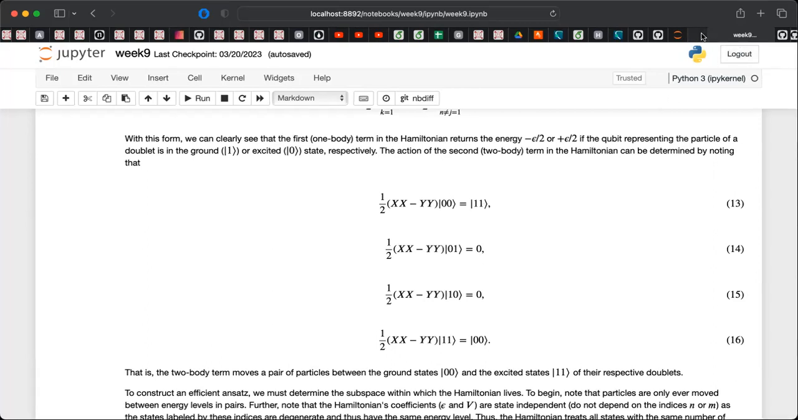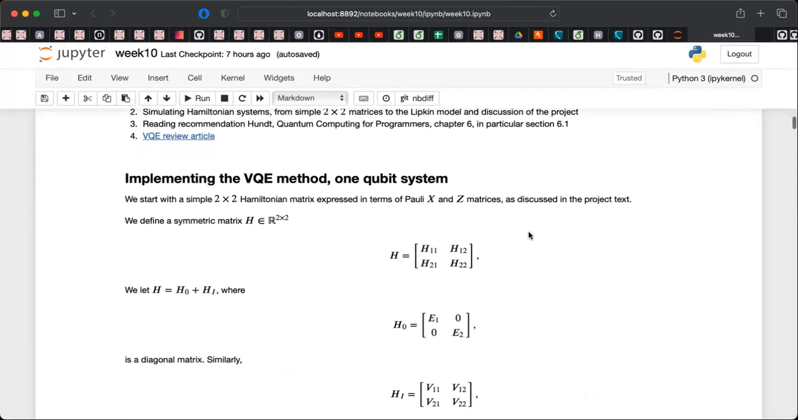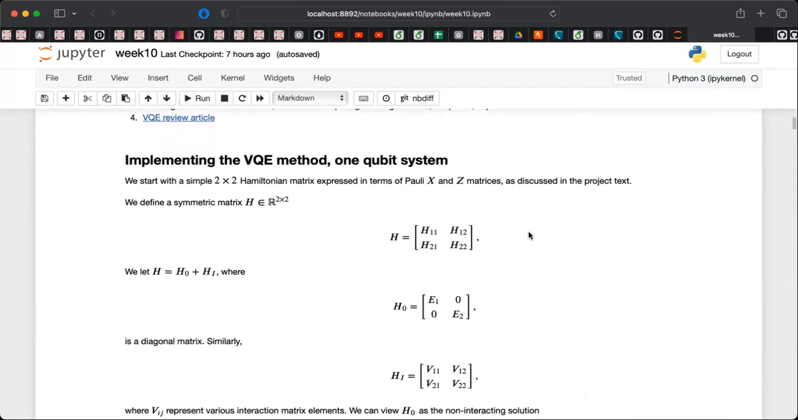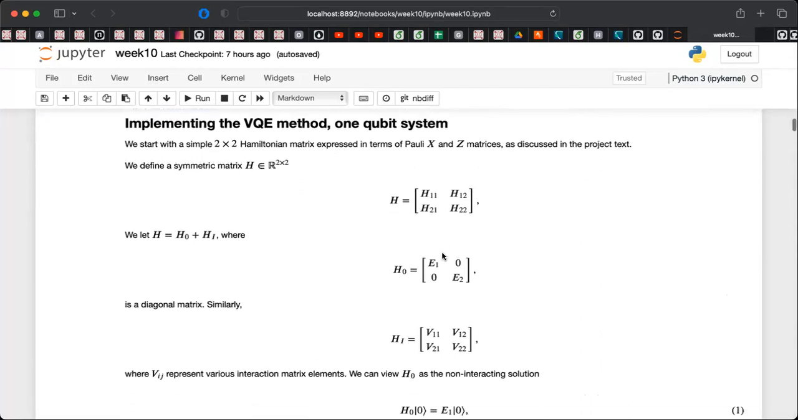And this is what we have in the slides here for this week. We're actually going to look back at the Hamiltonian matrix which we have. So in general, when you set up a Hamiltonian matrix, you would have something like this, where this represents the transition matrix element between a state 1 and a state 1.